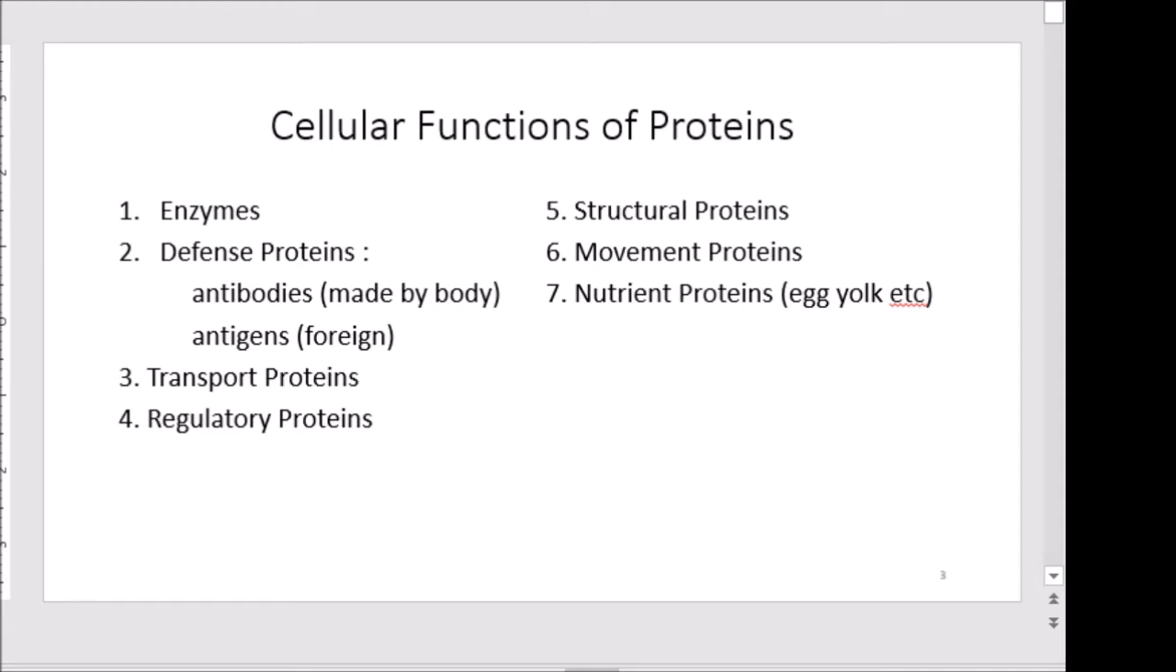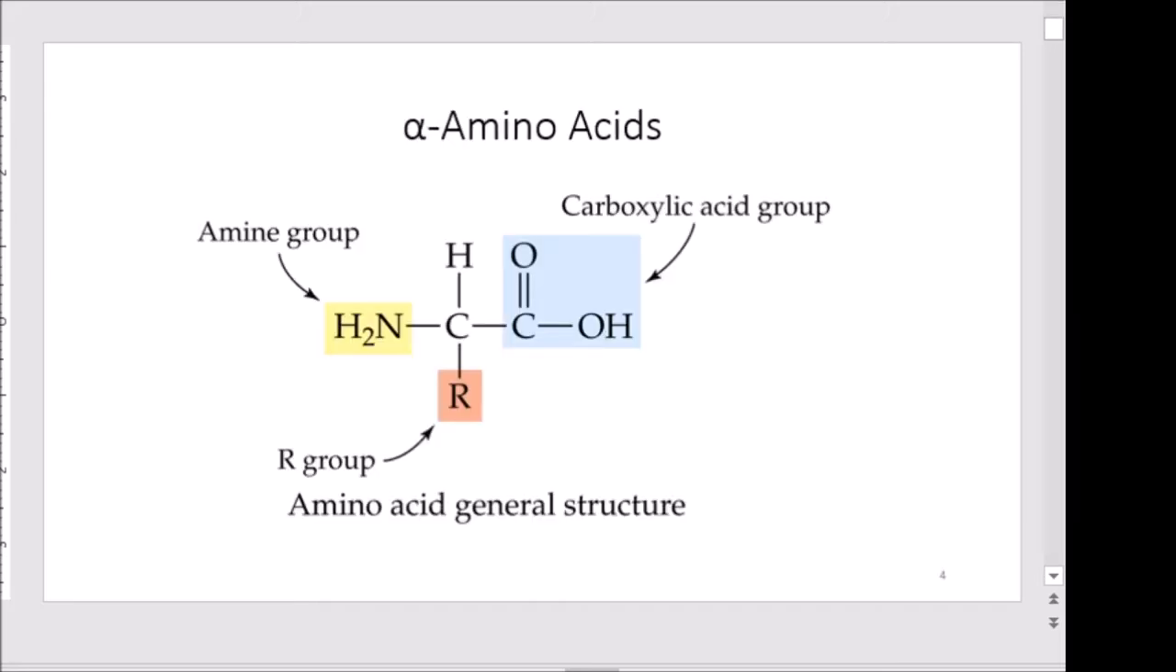Alright, so we'll start with our cellular functions of proteins. They're used for all kinds of things in the body. I'm not really going to be focused on those. I'm going to focus on you being able to start with this picture of amino acids. Remember, these are alpha amino acids.